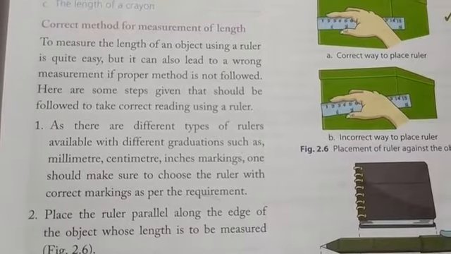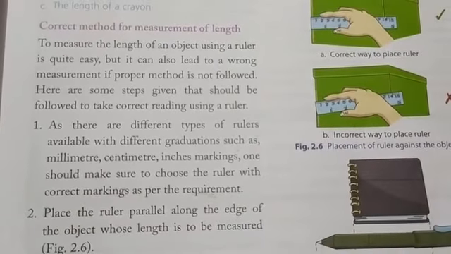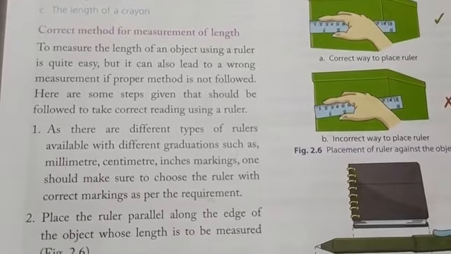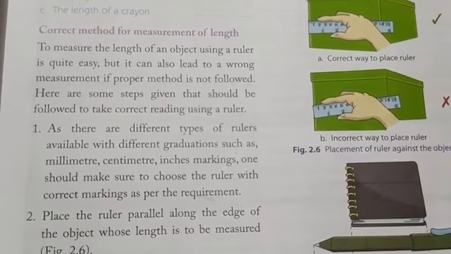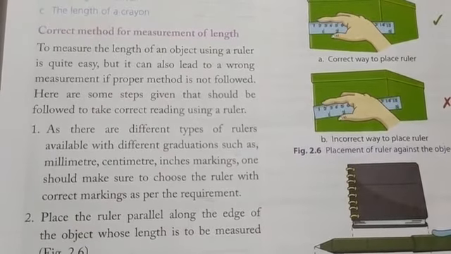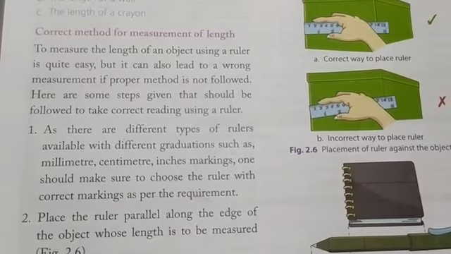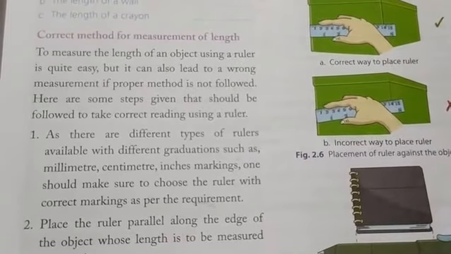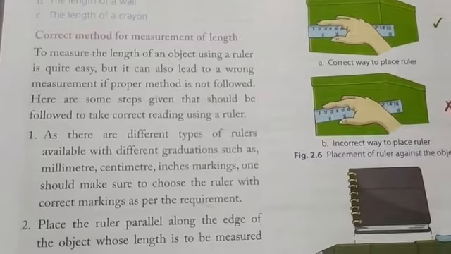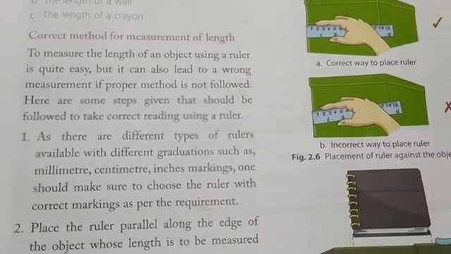With the help of a ruler or a measuring tape, we can measure the length of any object very easily. But if we don't follow a proper method, it can also lead to a wrong measurement. So, to take a correct reading using a ruler or a measuring tape, we should follow some steps.